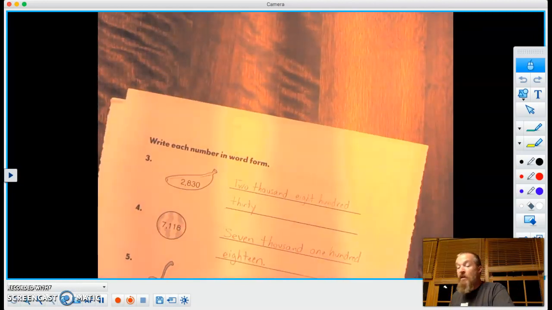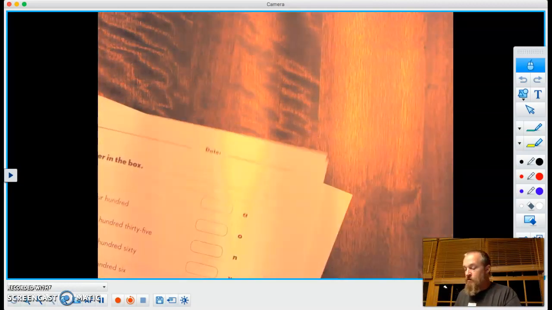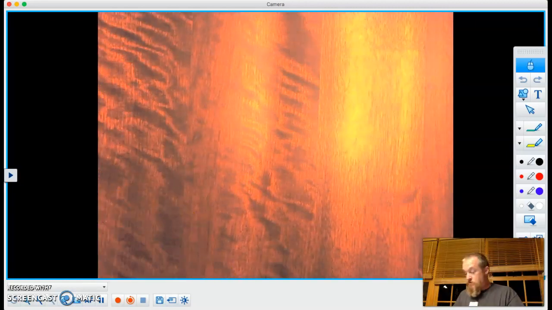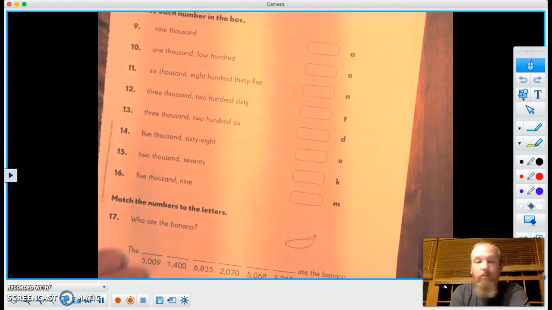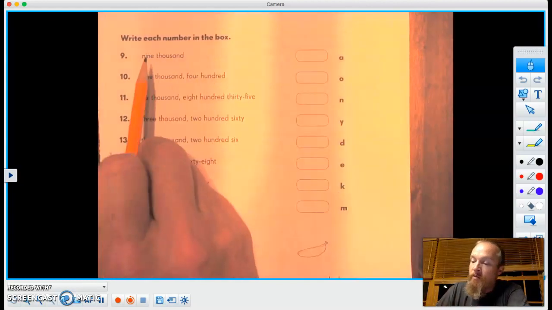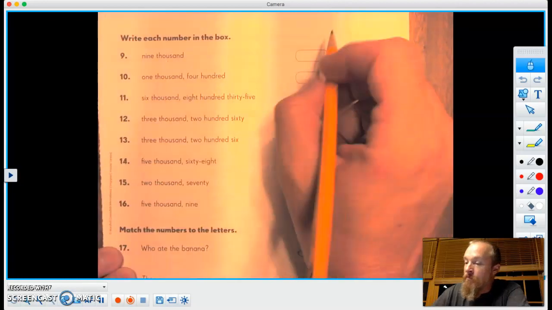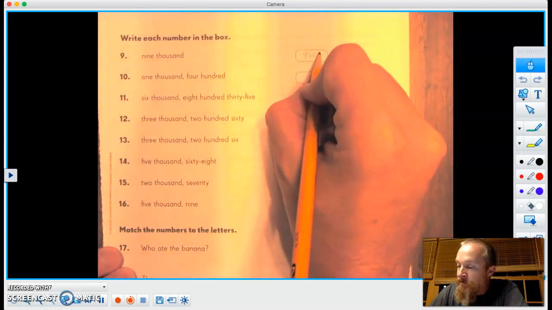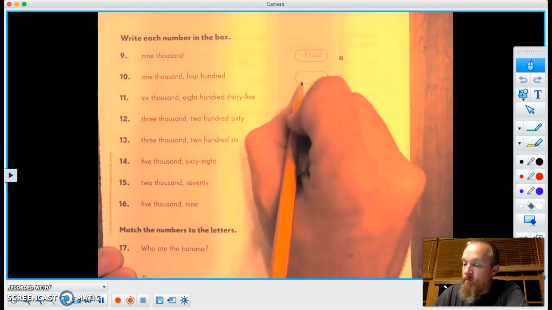Okay. The last page for today, I'm sorry, we have 2. Page 3 and 4. So write each number in the box. So I'm going to write my number, 9,000. I'm going to write it in standard form. 9,000. 1,400.